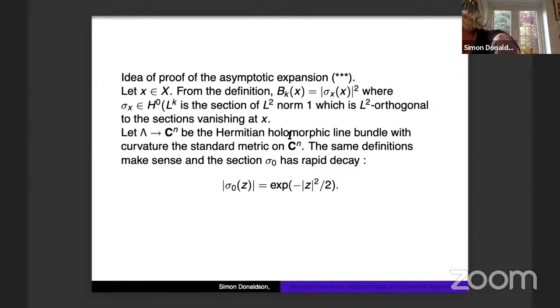So let's, how's the time going? Let's spend just a few moments saying something about why we should have that asymptotic expansion, which I'm calling star, star, star.